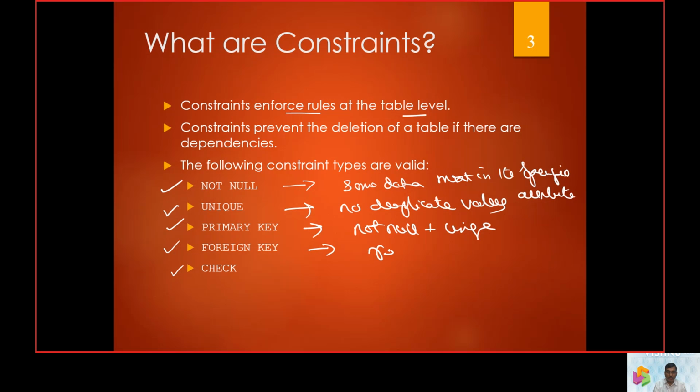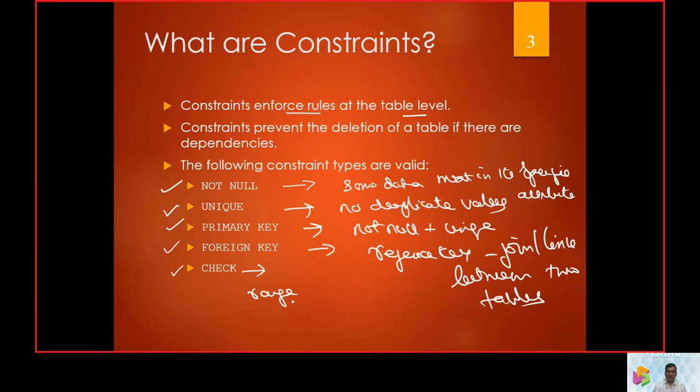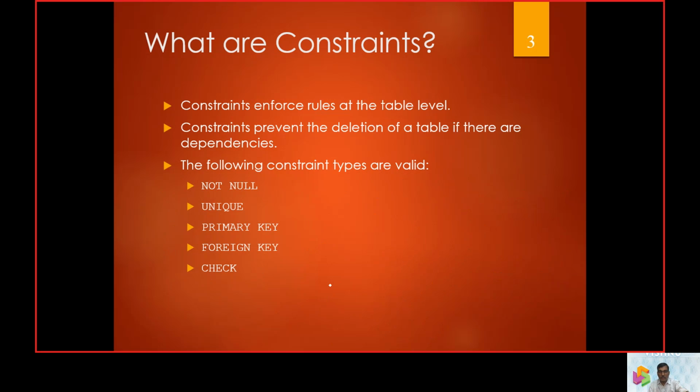And foreign key, it acts as a reference key, and it is going to join, or I can say link, two tables. That is all regarding the foreign key. And check sees some range, or whether it meets a criteria. So we enforce a check on whether that condition is satisfied or not. In this way, we use this check option.